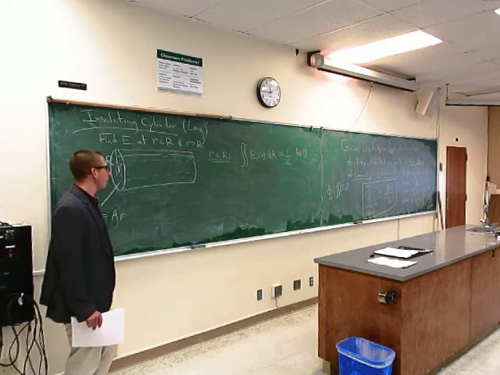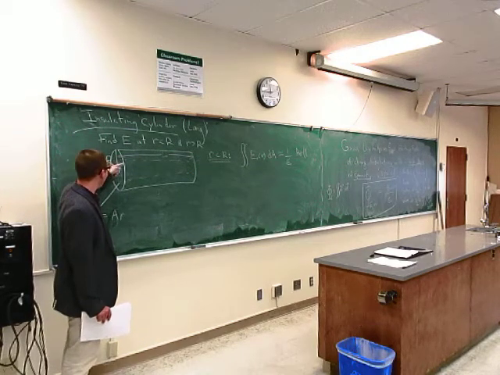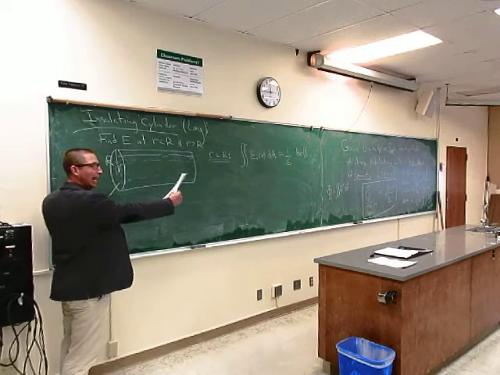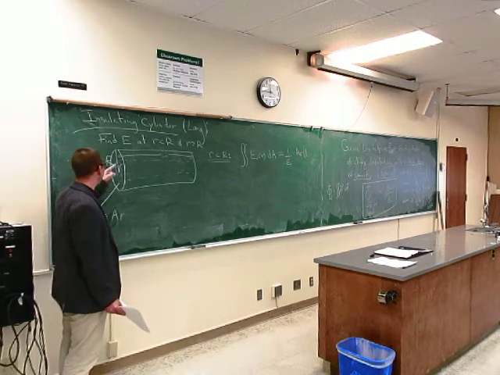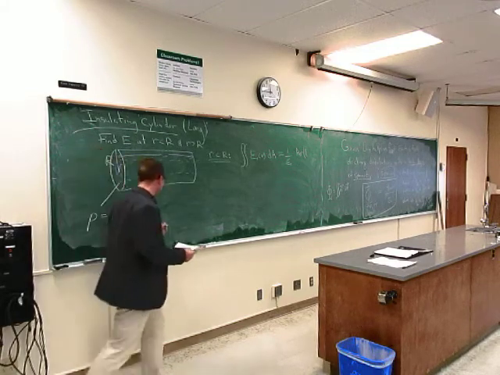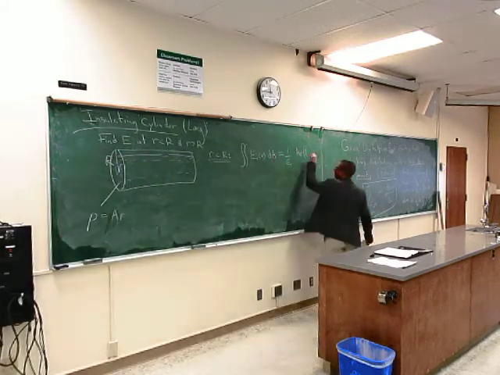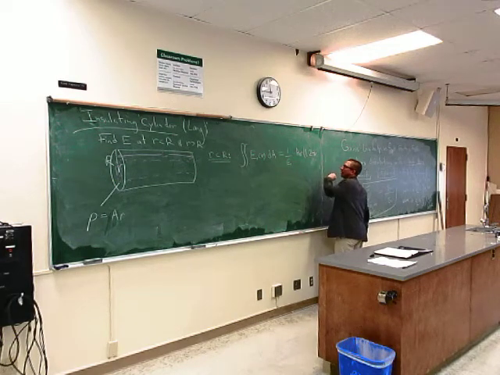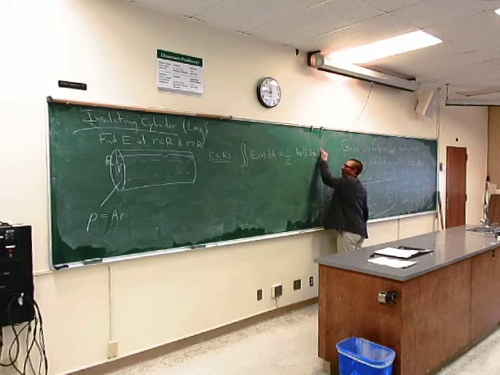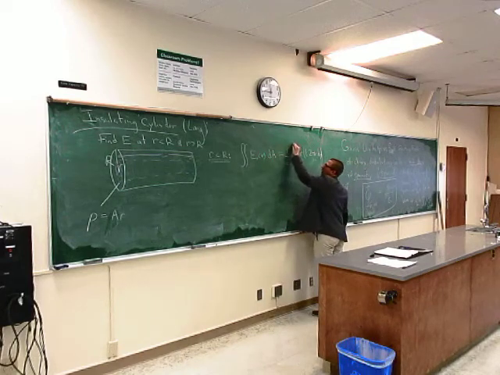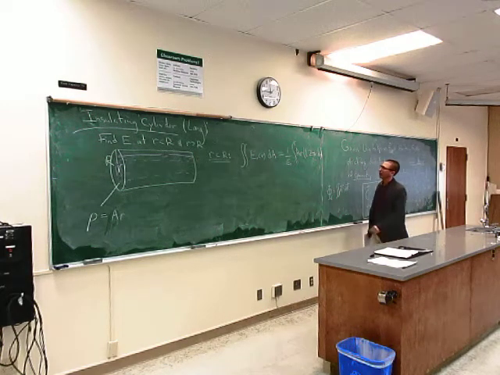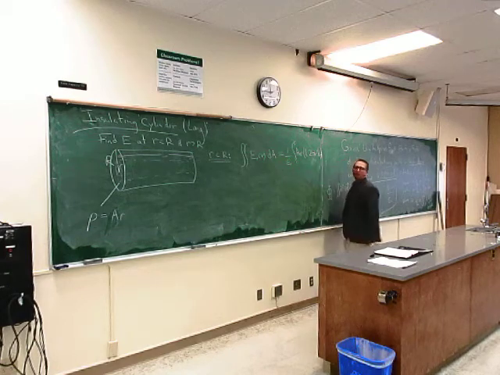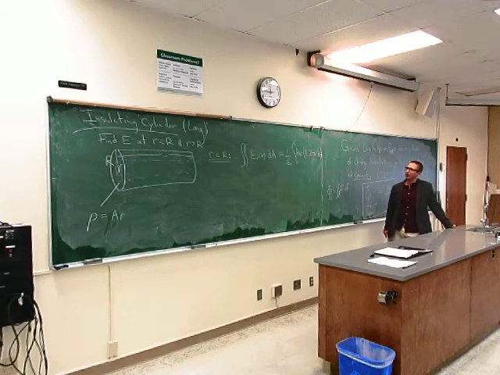So each one of those hollow cylinders has a volume of its length times its width times its height. So its length is just 2 pi r, that's the circumference, and then its width is dr. So I'm integrating this from 0 to r. So I should really make this an r prime, so I'm not using the same variables here.